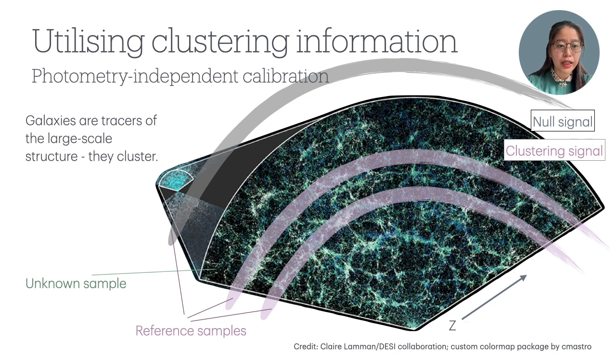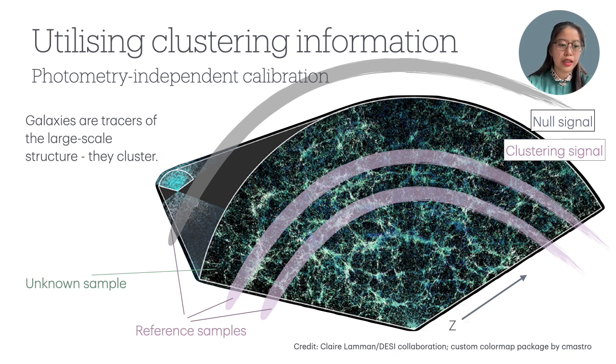Clustering redshifts provide a photometry-independent calibration for your redshift distribution. The idea is that galaxies are tracers of larger structure, so they themselves cluster. Imagine you have an unknown galaxy sample where you want to know the redshift distribution, as shown in this black-green box on the screen.